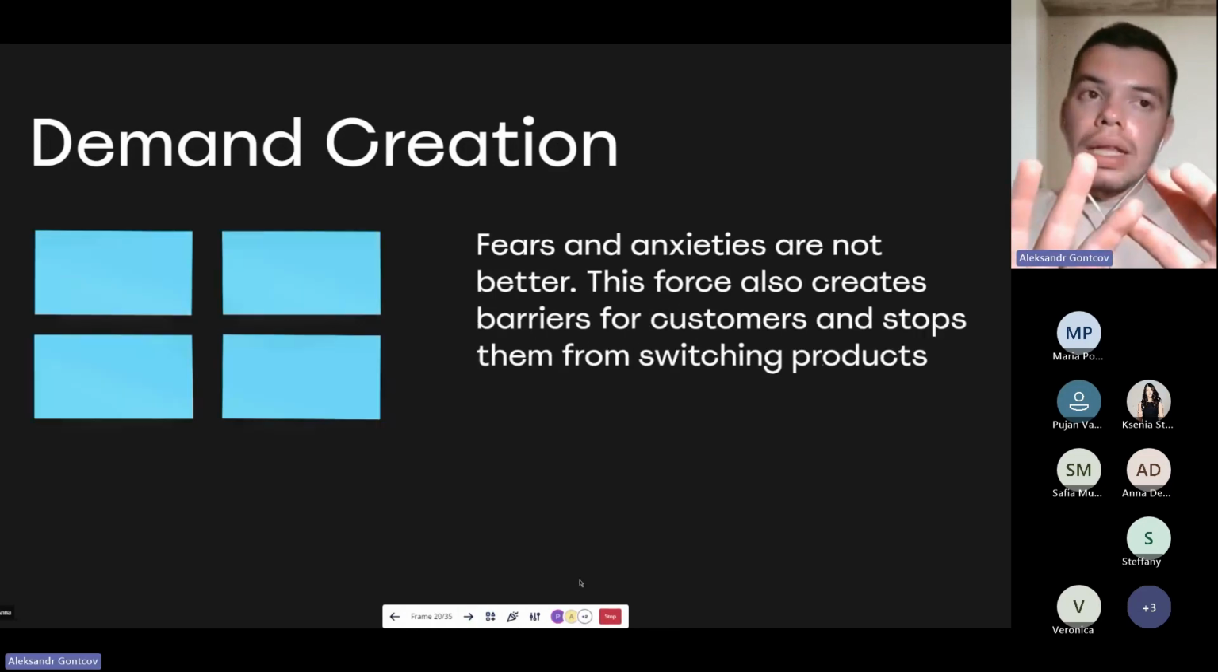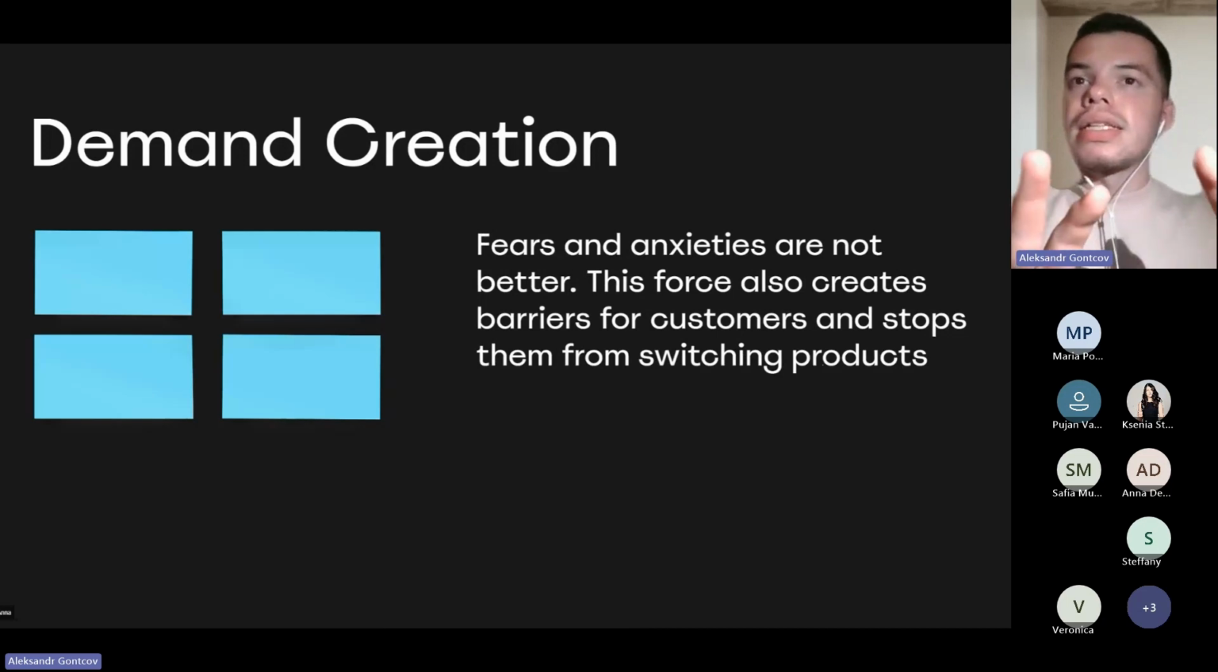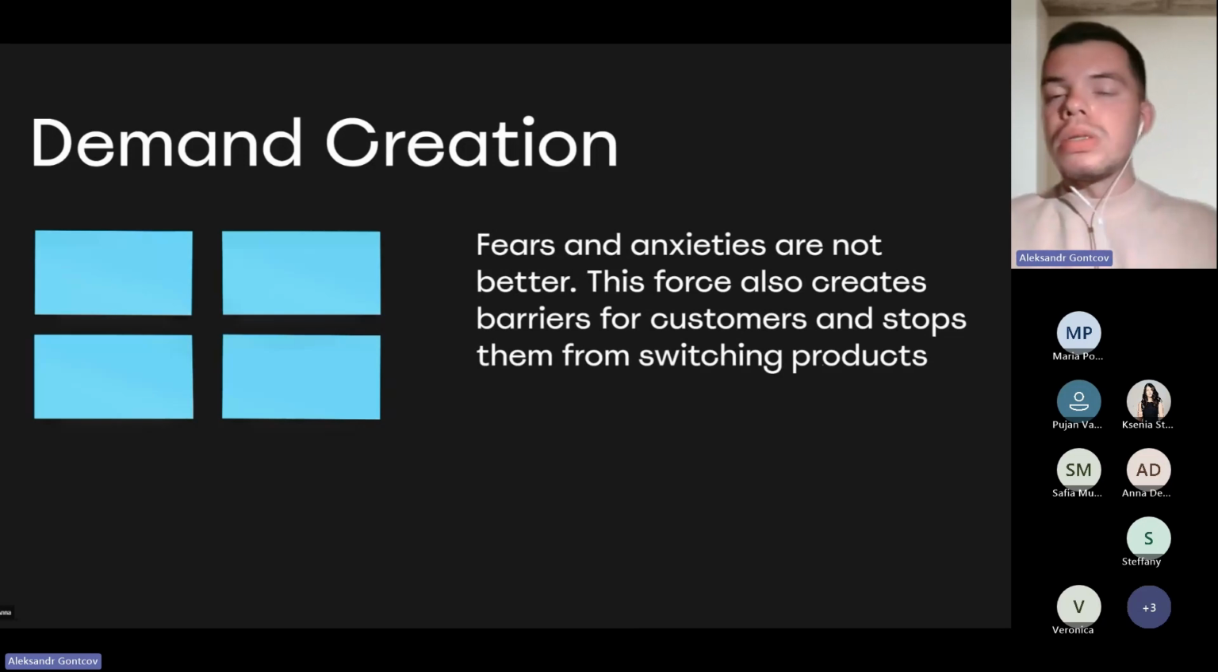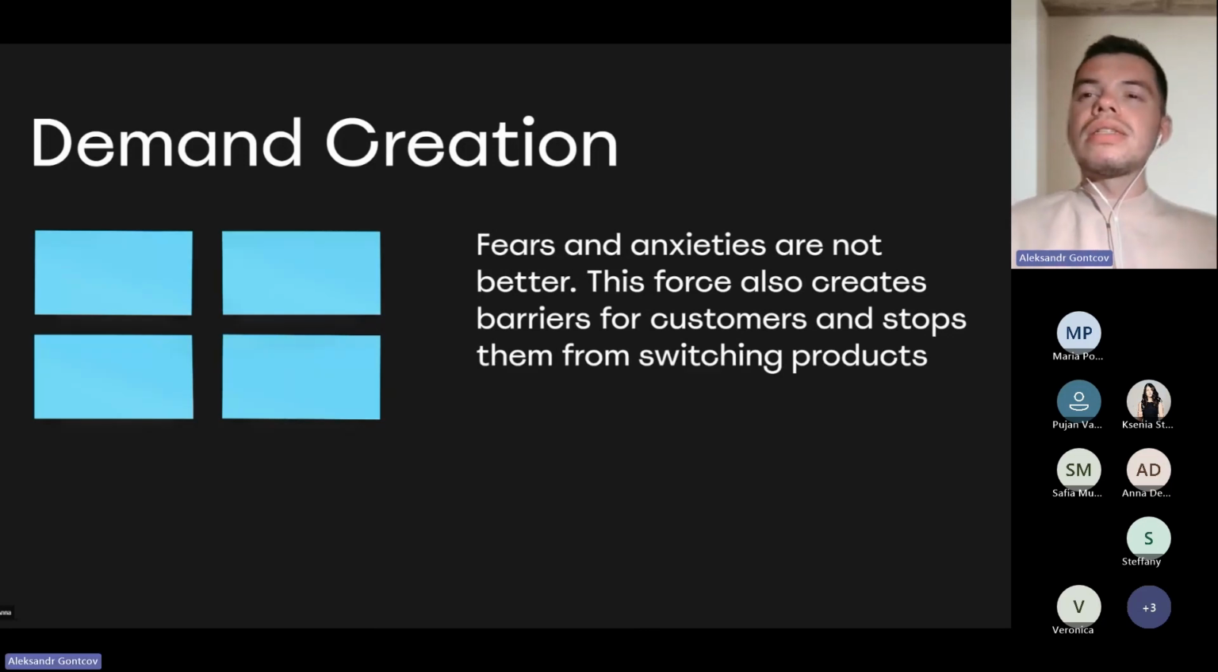And the last but not the least force is fears and anxieties. They're not better than habits. Again, they prevent our customers from switching from one solution to another. If your customer really thinks or feels like the solution will not work properly, or they have some fears or anxieties, for example, about privacy or anything like that, even if the rival's product works worse, they may not switch to your better product.